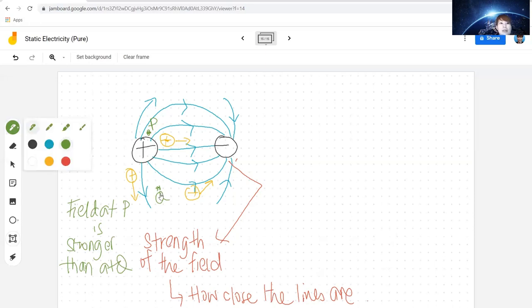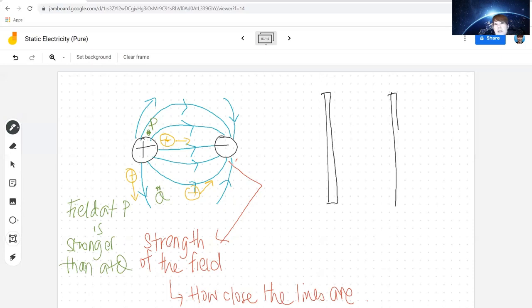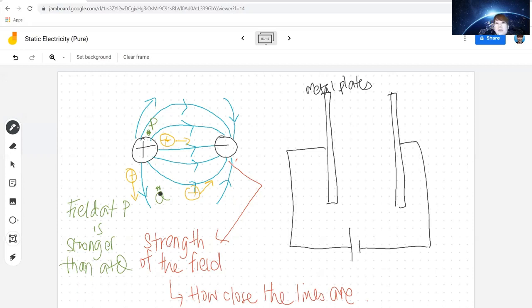Now, another example that they will show you is on parallel plates. When you have parallel plates, which are usually metal plates, and you connect them to the plus and the minus part of a battery or a cell, it will cause the plate that is connected to the plus side to be positive, whereas the plate that's connected to the negative terminal of the cell becomes negative.